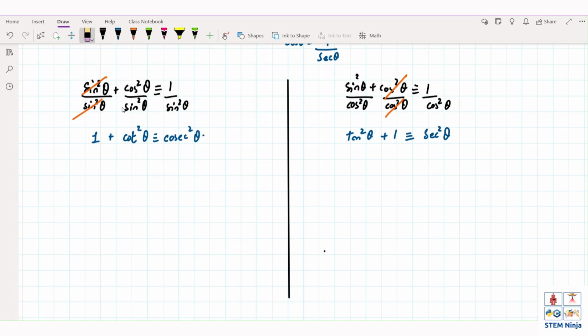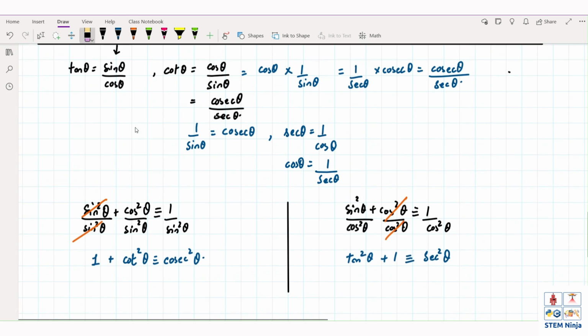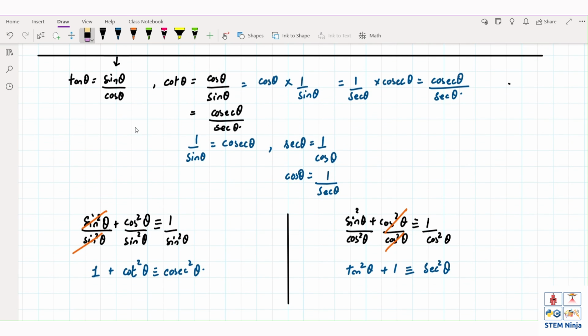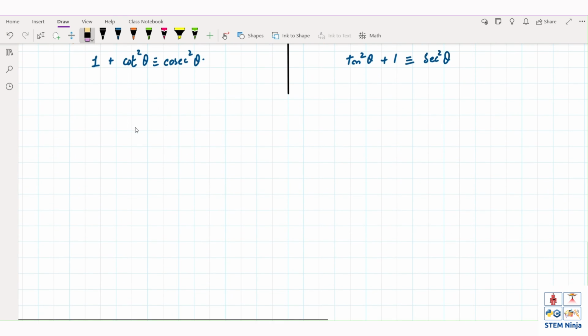Now, these identities are fairly easy to remember. You'll be doing some practice with the past paper questions also. You might find some questions where you have to use the identities. Now, let's see a couple of questions where we actually have to use these reciprocal functions.